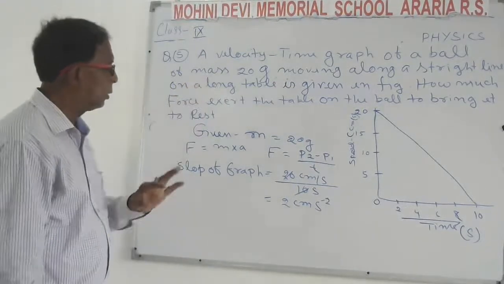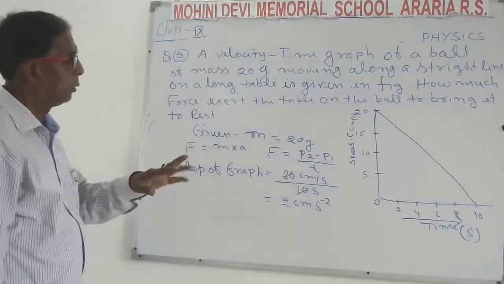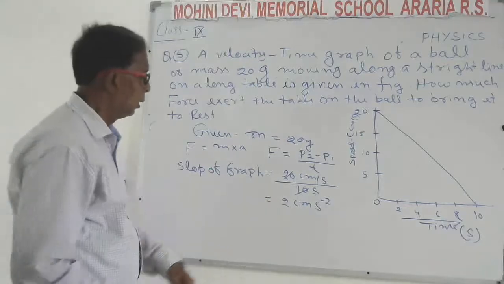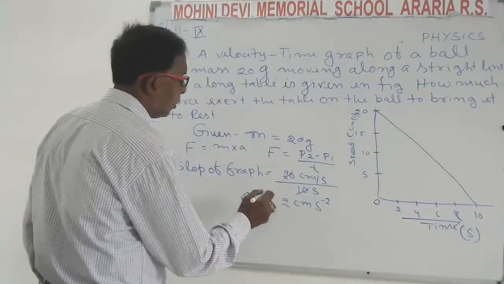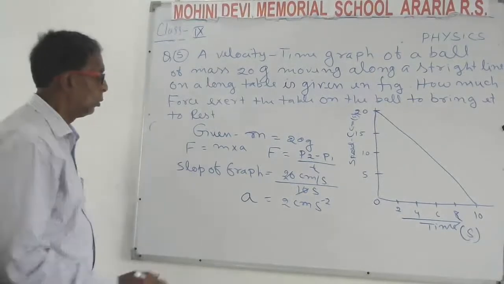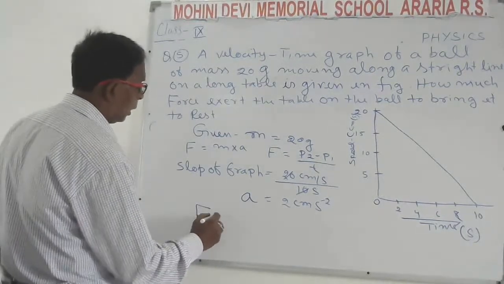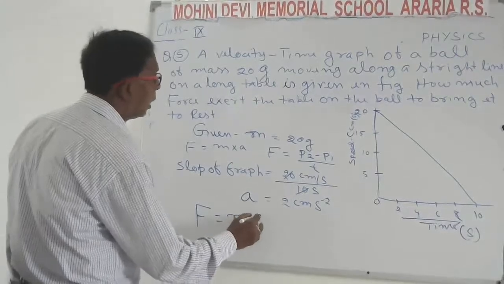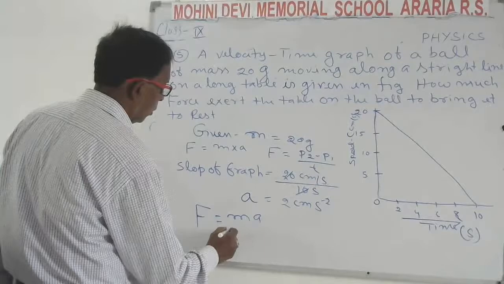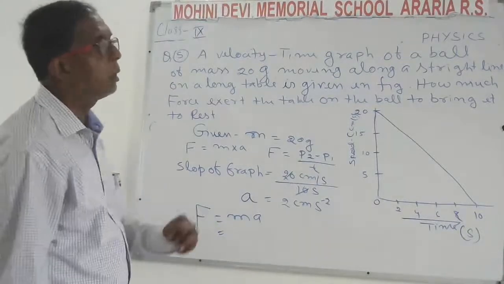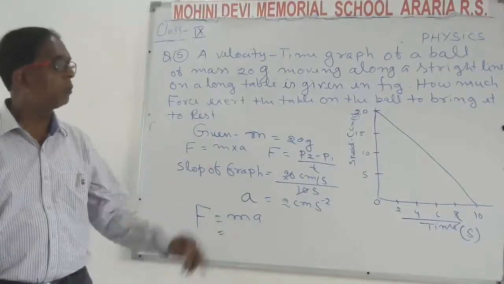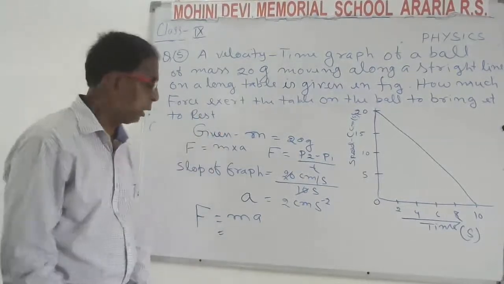Excuse me students, a call has come so I have been disturbed. The slope of the graph is this, and this gives the magnitude of the acceleration, 2 centimeter per second square. Then you are able to calculate the force. F is equal to m into a. Mass is how much? 20 gram. Force is calculated in kg, not in gram.